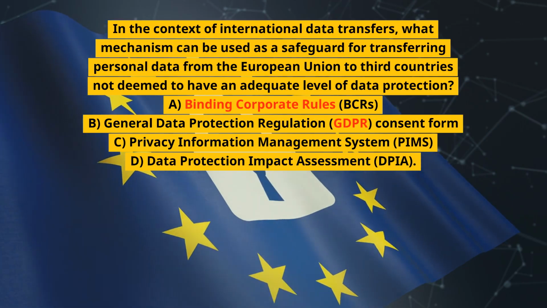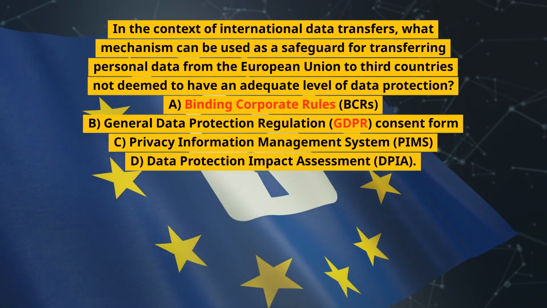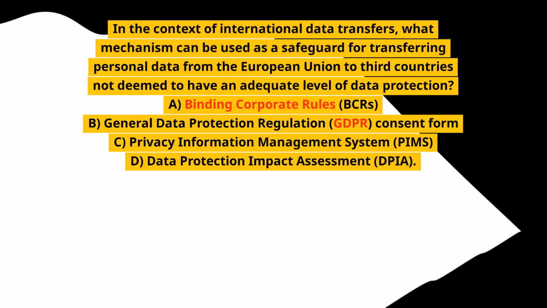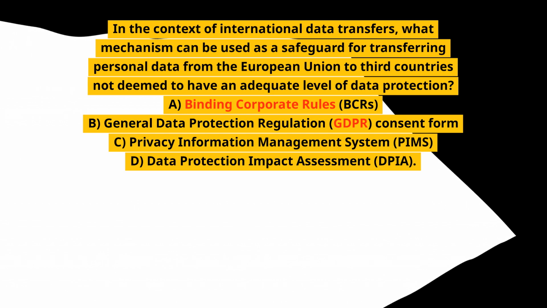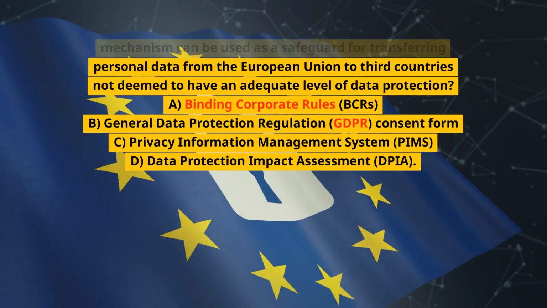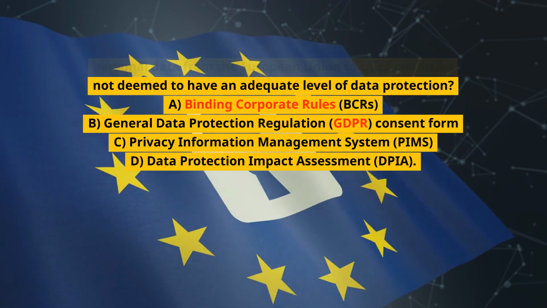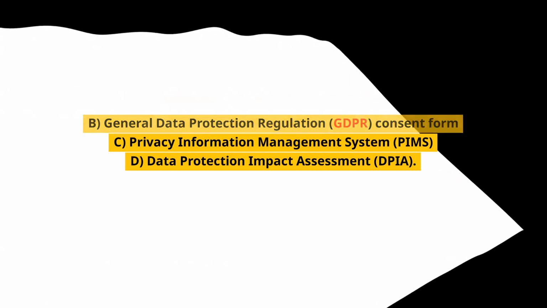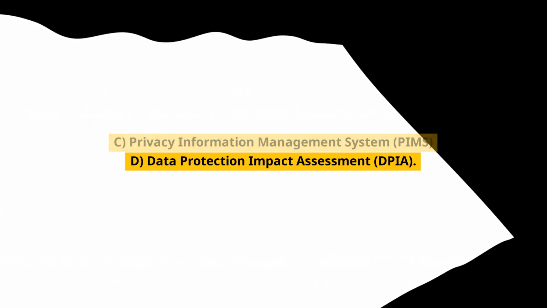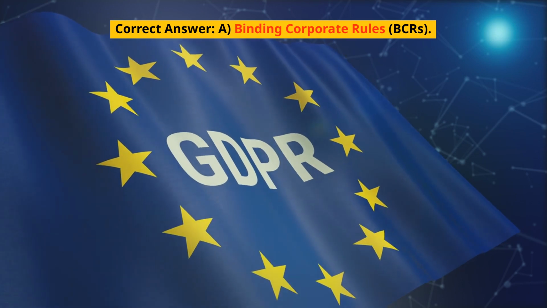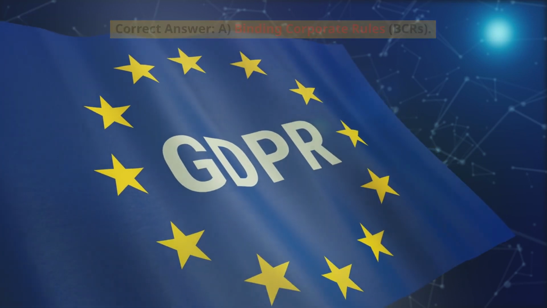In the context of international data transfers, what mechanism can be used as a safeguard for transferring personal data from the European Union to third countries not deemed to have an adequate level of data protection? A. Binding corporate rules, BCRs. B. General Data Protection Regulation, GDPR. C. Privacy Information Management System, PIMS. D. Data Protection Impact Assessment, DPIA. Correct answer: A. Binding corporate rules, BCRs.